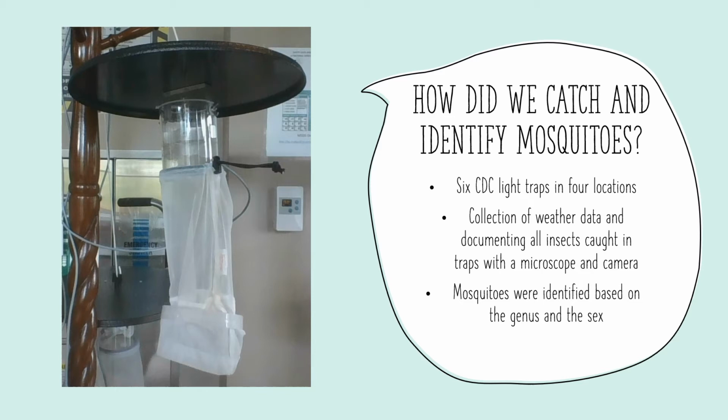So we caught and identified about 304 mosquitoes, and we caught them with 6 CDC light traps in 4 different locations across Horry County. And we also collected weather data and documented every insect that we caught in those traps. And the mosquitoes were then identified based on the sex, and the females were identified with the genus.